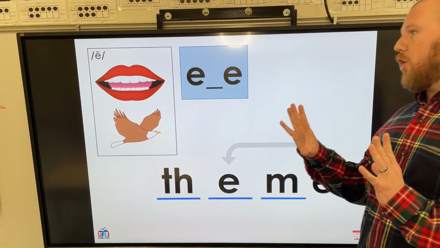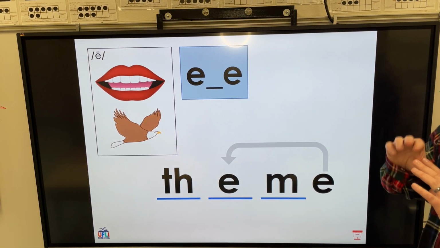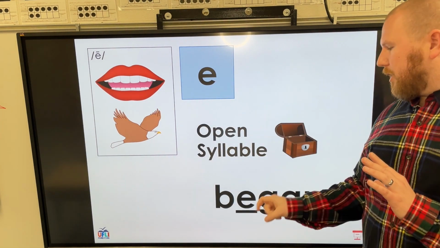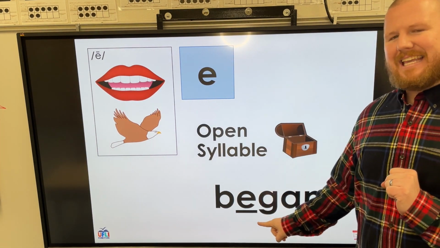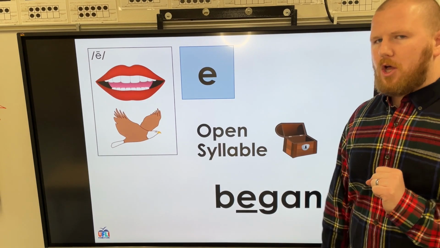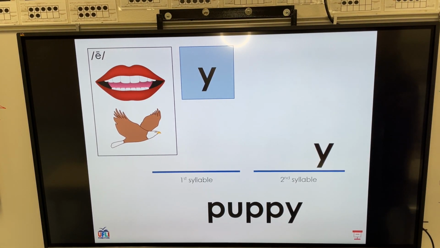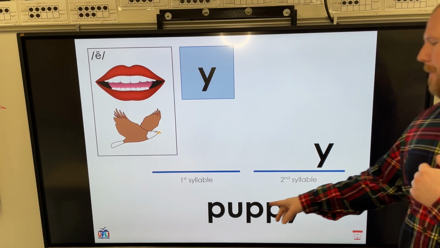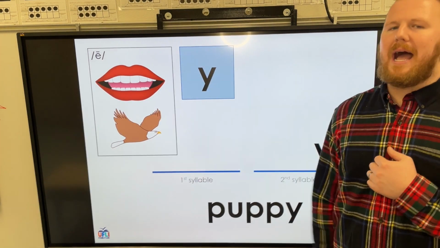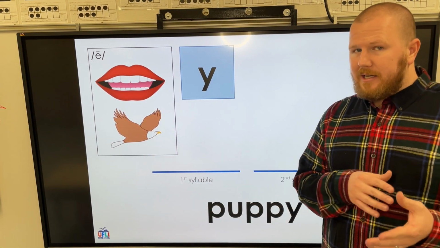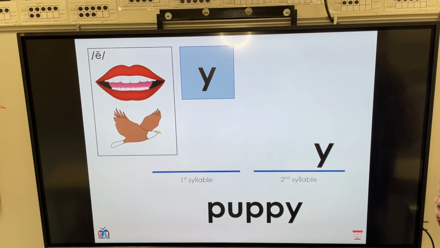And then also E by itself, in an open syllable like began, B, that makes a long E sound, but let's look at the new spellings that we can have. So we also have E like puppy at the end. Y can say that. We kind of did a similar one already earlier in the writing, but let's take a look.